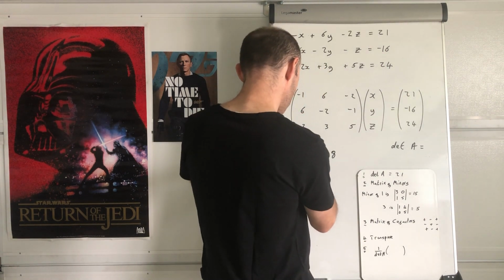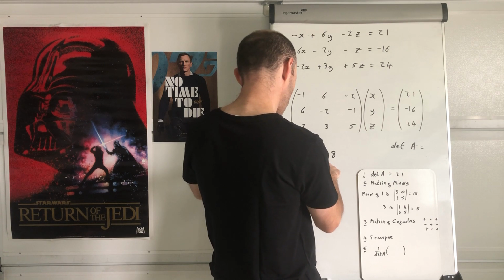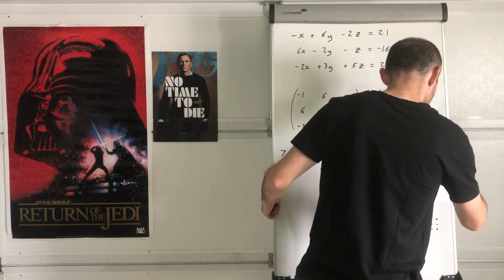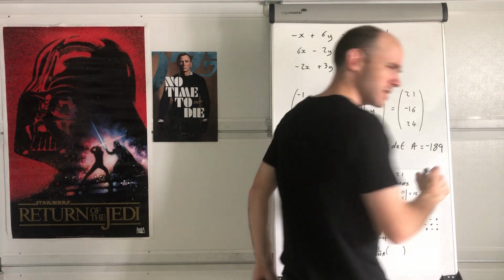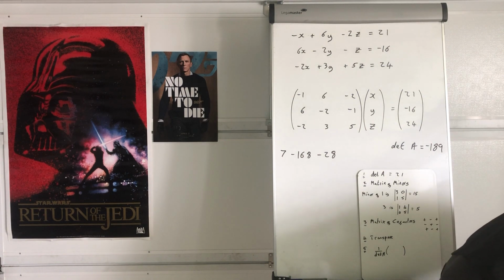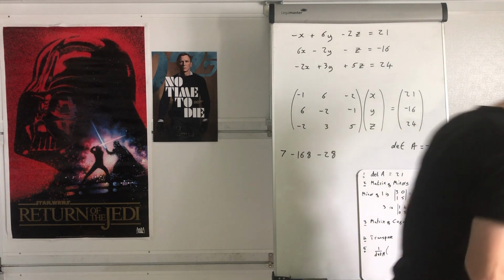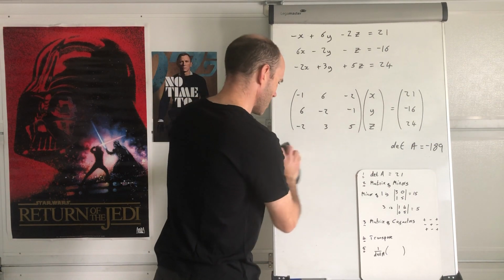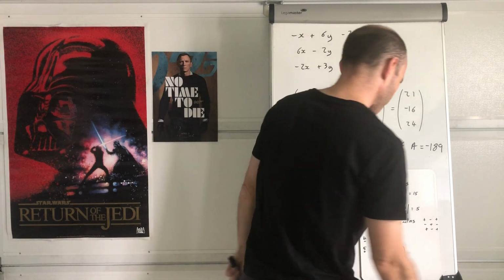So let's have a look. That's 7, minus 168 is -161, minus 28 gives -189, which is the value I'm expecting. Don't worry, it's kind of an awkward number. Yeah, -189. There we go. So that's the determinant of A. Done. I'm going to leave that there.